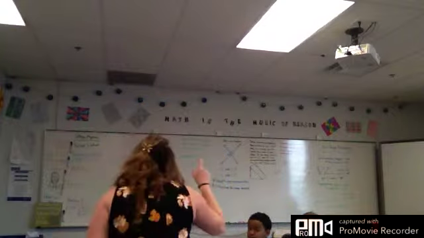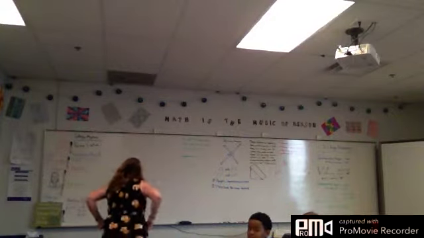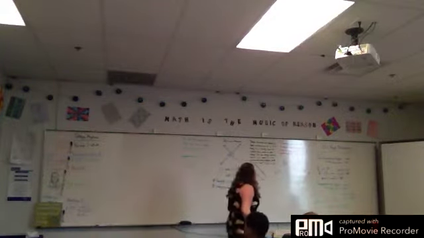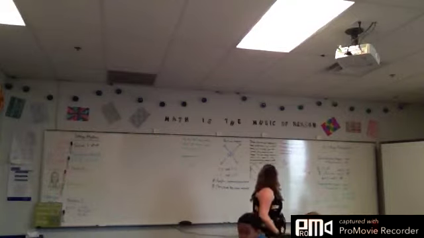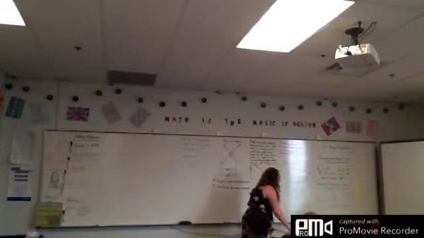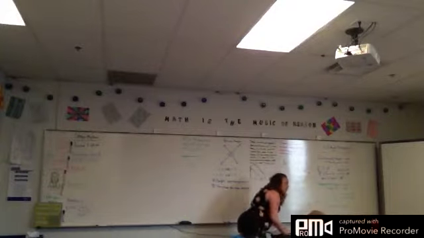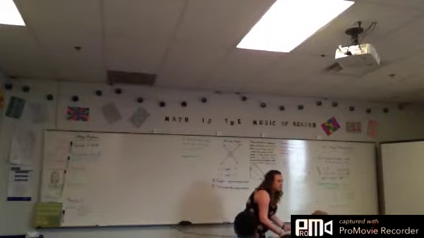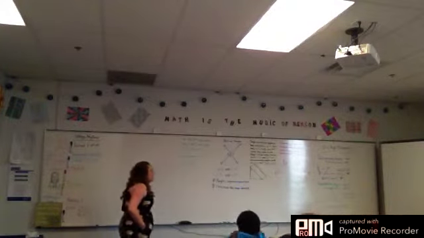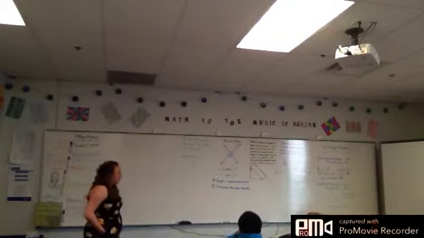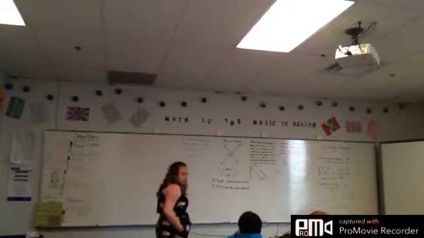Okay, so 13.1, we're gonna talk about angle relationships. This is pretty simple. We're gonna talk about complementary and supplementary angles. Have you guys ever looked into complementary and supplementary angles? Do you know what they are? Okay. Complementary angles are when the sum of the measures of the angles equal 90 degrees.